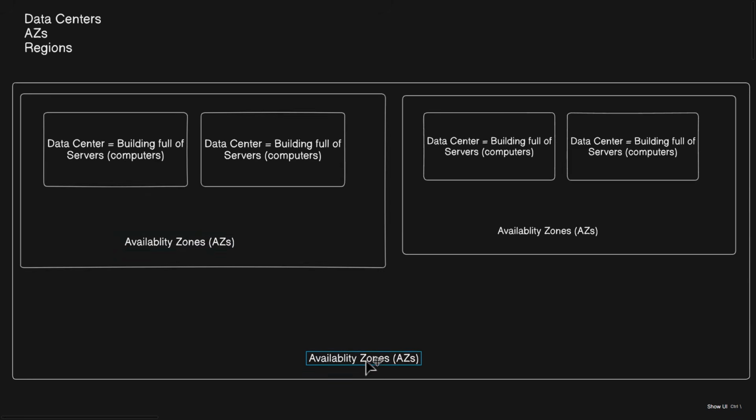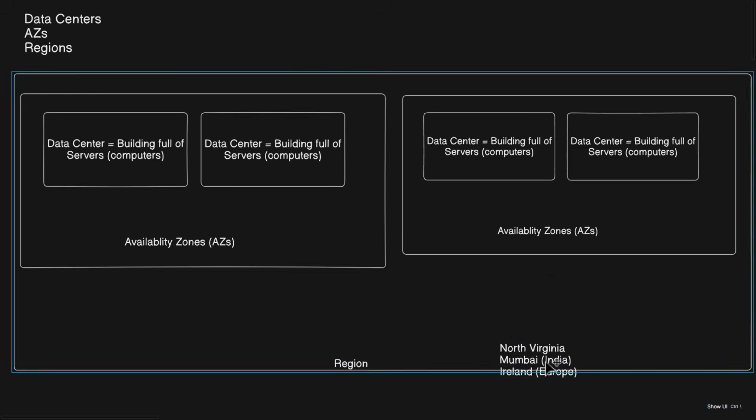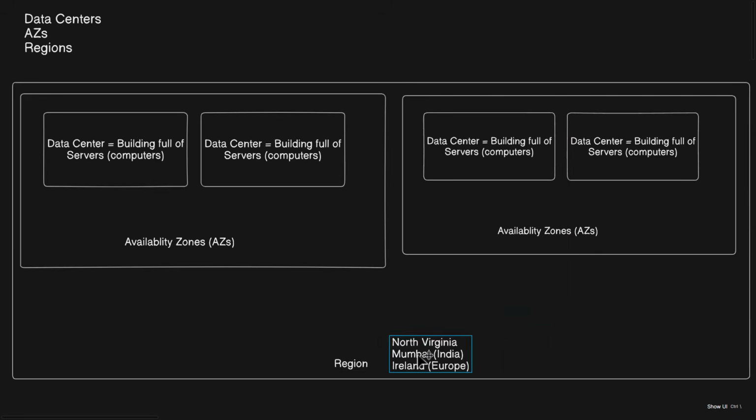So here there will be something called a region. Now, what is a region? A region is nothing but a group of availability zones in a specific geographic area. For example, a region can be, let me add over here, North Virginia. It can be Mumbai, which is located in India. It can be Ireland, which is located in Europe. So these are multiple regions, different regions that exist within the AWS ecosystem. I'm just giving you an example of what regions exist.